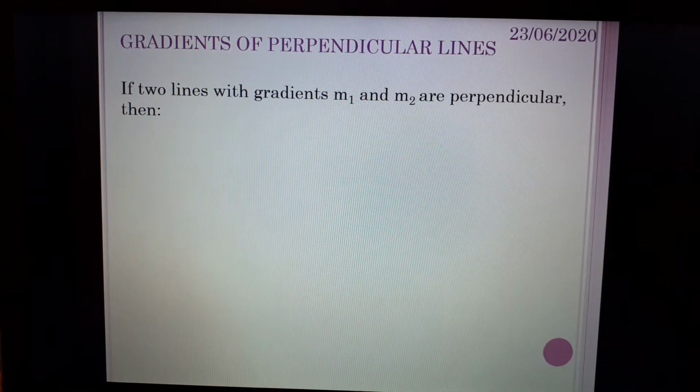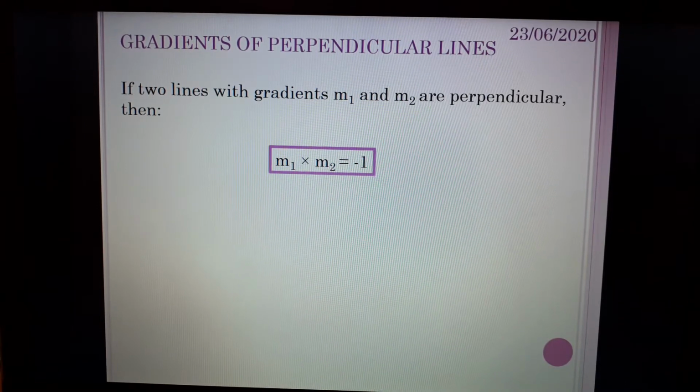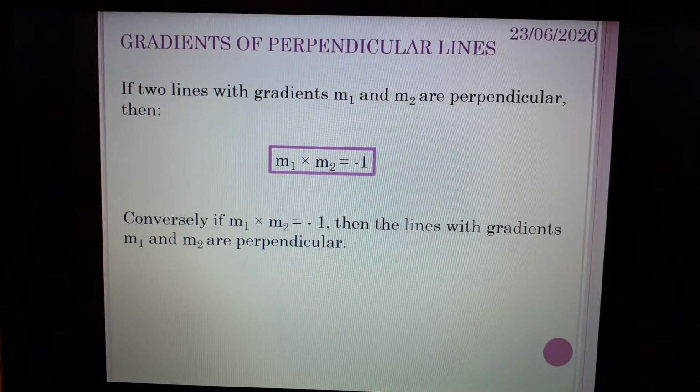If two lines with gradient, we'll call the first one m1, and gradient m2 are perpendicular, then the connection between those two is simply this: the gradient of one times the gradient of the other is equal to -1. Conversely, if the gradient of one times the gradient of the other is equal to -1, then we know that the lines with those gradients are perpendicular, so we could use that to prove they're perpendicular.